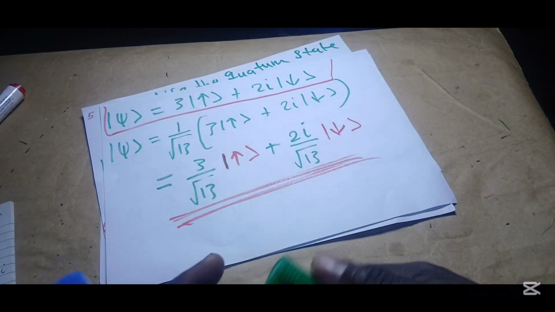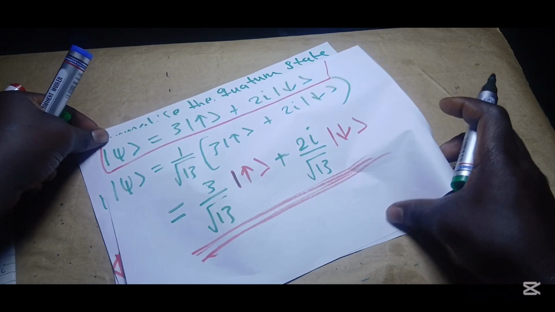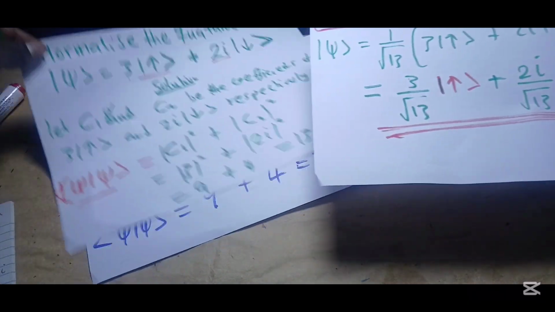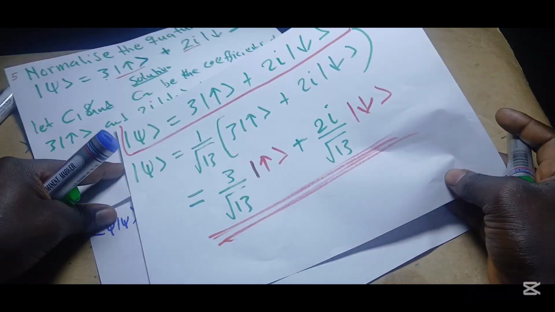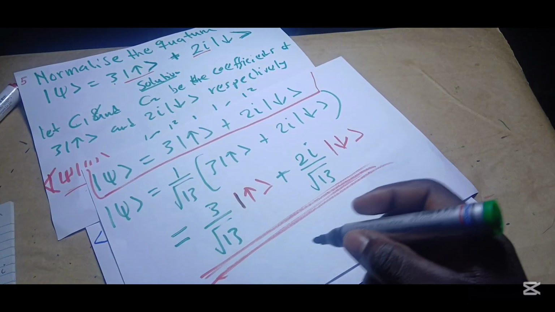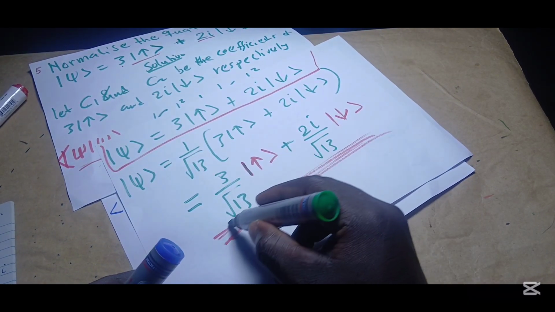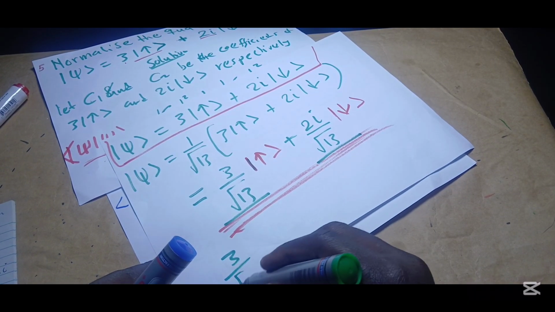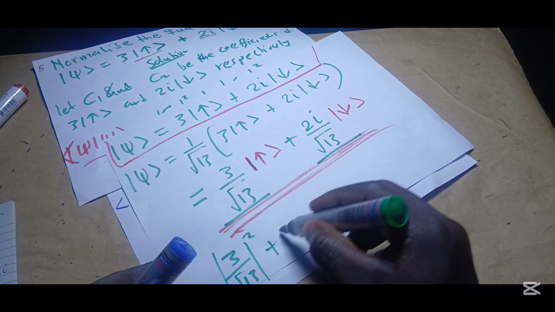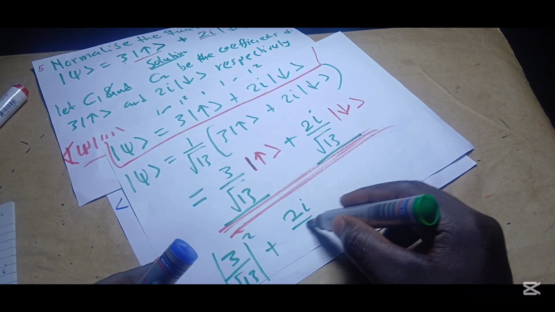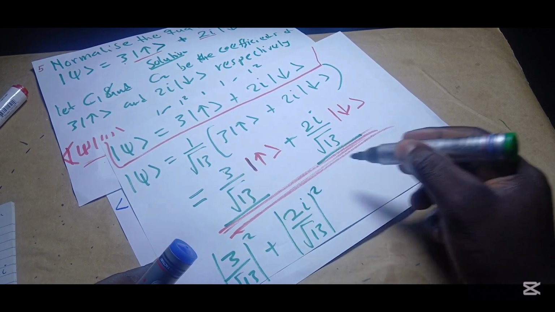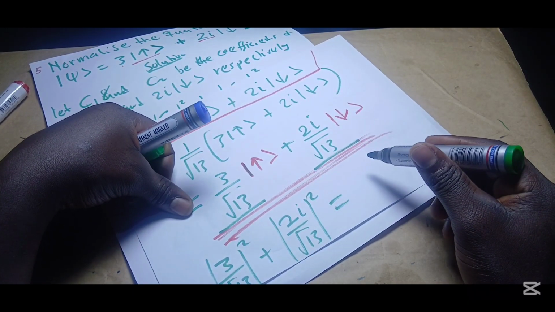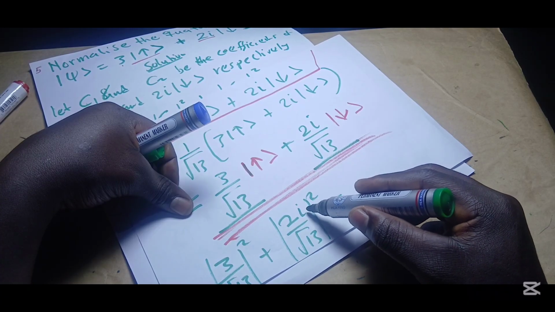When you are done and you want to know whether your solution is right, what you just have to do is to square the coefficients and see whether the sum of the squares of the coefficients will give you 1, but it should be the absolute value. So we square this and add them together. So 3 over square root of 13, we are squaring them, and this is 2i over square root of 13, squaring them. So if we square i, we are going to get negative 1, but because we are interested in the absolute value, it's going to be positive 1, right?